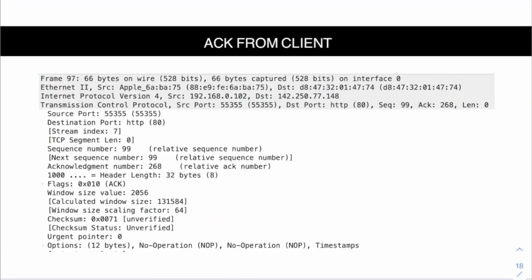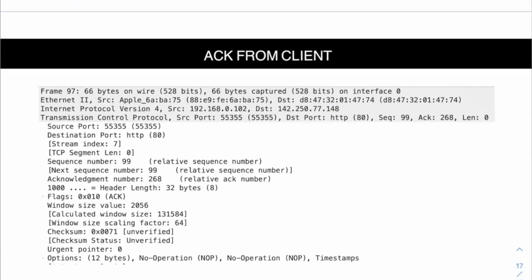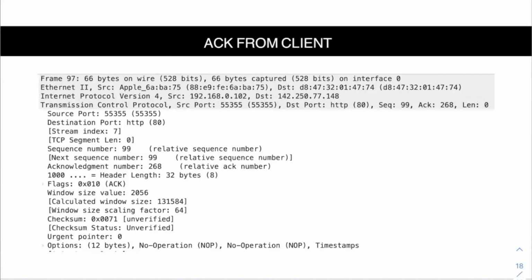Now the client will receive this response from the server, and then it will also acknowledge that response. Here, the sequence number became 99 from 1 because it has already sent 98 bytes of data. And the acknowledgement number has changed from 1 to 268 because it has received 267 bytes of data from the server. That's why it has updated the acknowledgement number to 268. You can also see that the ACK flag is set to 1.